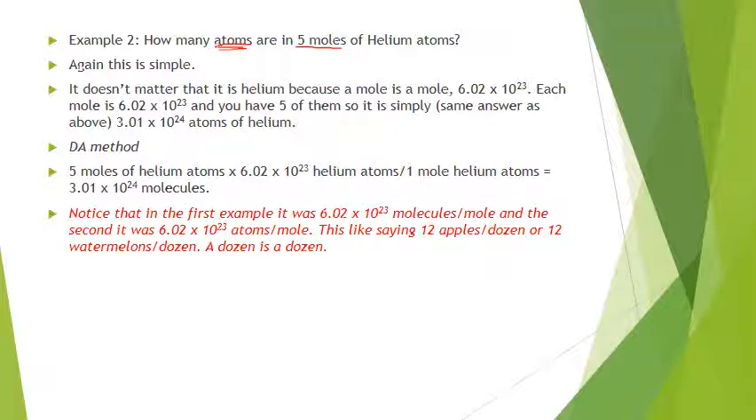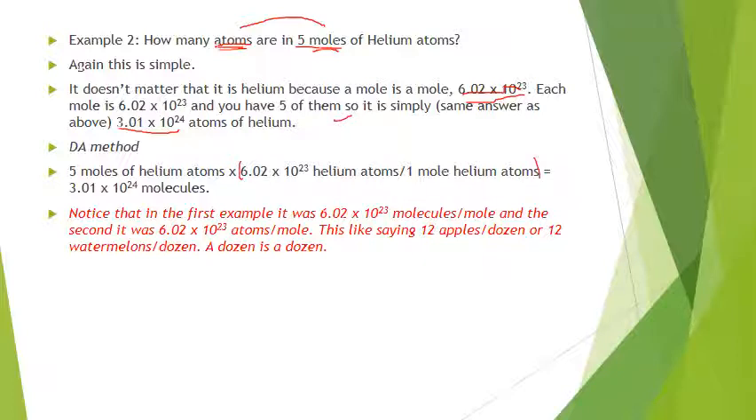Okay, it doesn't matter that it's helium. It could be carbon dioxide. So you'll notice we'll get the exact same answer as we did before, because a mole, no matter what it is, is always going to be 6.02 times 10 to the 23rd. That's if you're just looking at going from amount to amount. So dimensional analysis, there you go.